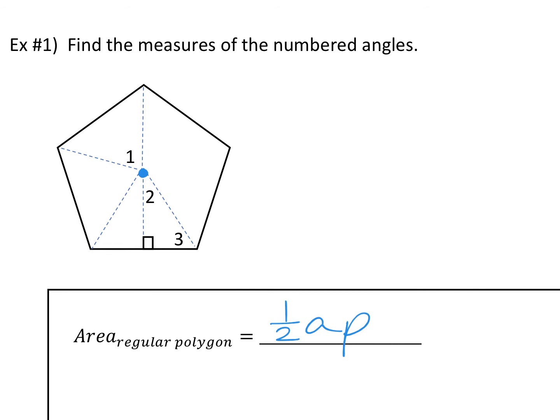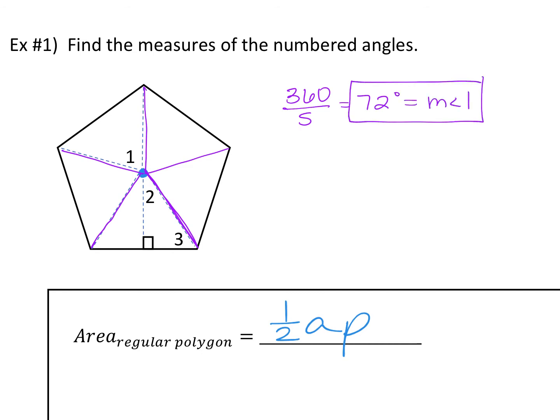Now, you just did this on your test. Some of you did it very well. How do you find the measure of angle 1? 360 divided by 5. If I drew every radius in, these are called radii, if I drew every one of those in, there are 5 equal triangles there, 5 equal angles. So to find angle 1, we would do 360 divided by 5, which is 72 degrees for the measure of angle 1. Okay, so this is 72, this is 72, this is 72.